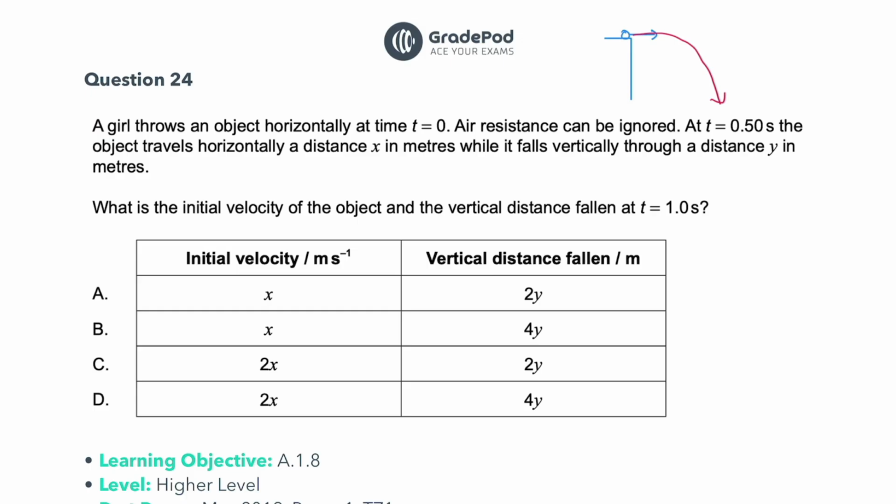Well, the initial velocity is just the horizontal component of velocity. At the very start, the initial velocity doesn't have any vertical component yet because gravity hasn't had a chance to accelerate it. So our initial velocity is just going to be the horizontal velocity, which is V equals distance over time. We know it travels x divided by 0.5, which is equal to 2x. So the initial velocity is 2x, so it's C or D.